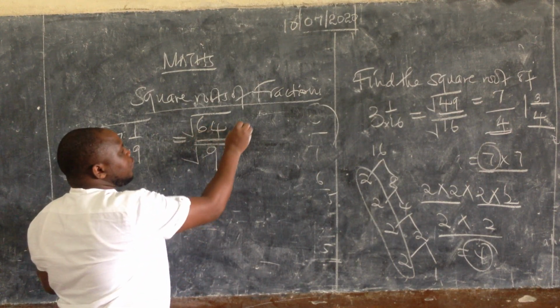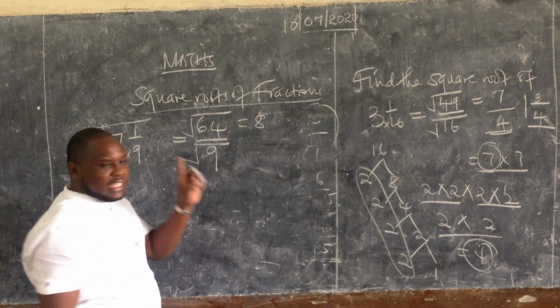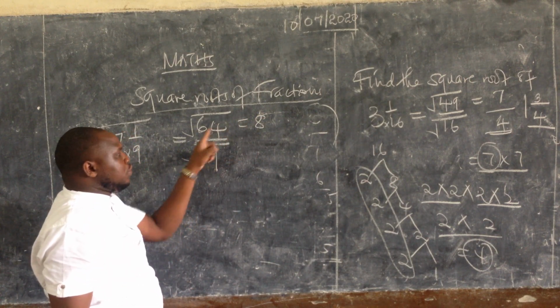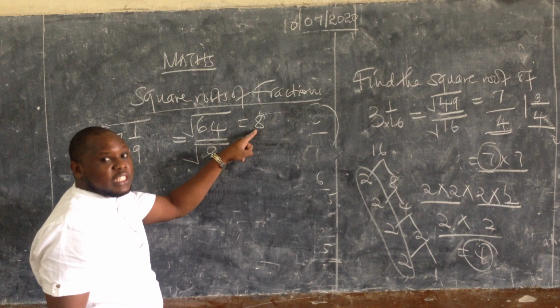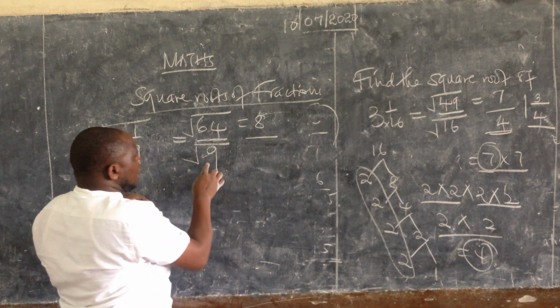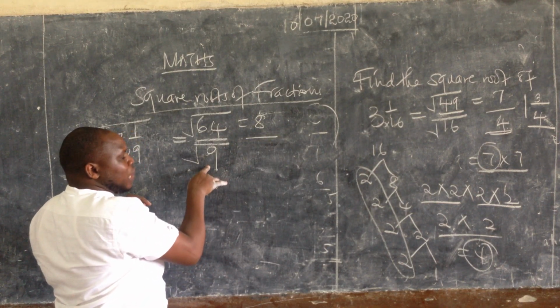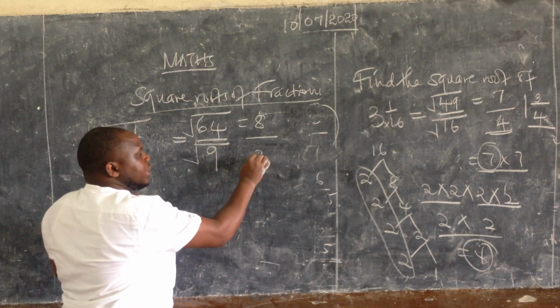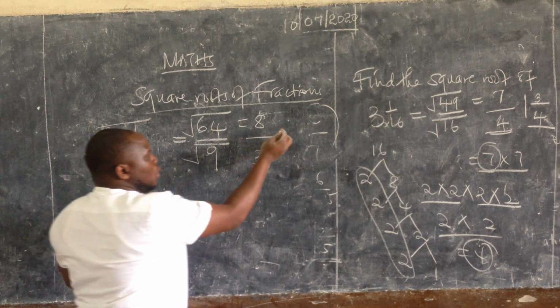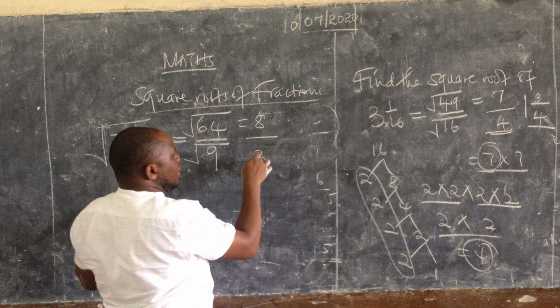So the square root of 64 is simply 8. What number do you multiply with itself to get 64? The number is 8. 8 times 8 is 64. Over 9. The square root of 9 is 3. 3 times 3 gives you 9. So here we have 8 over 3.